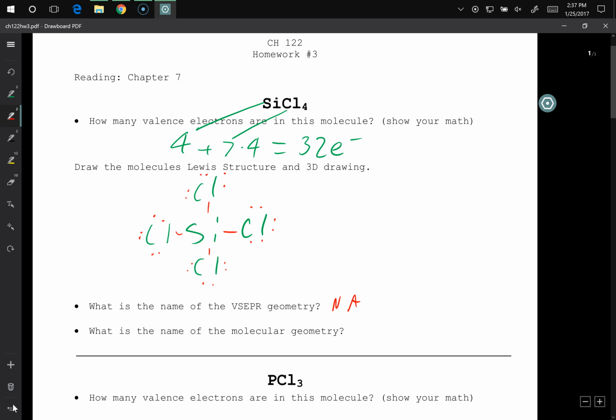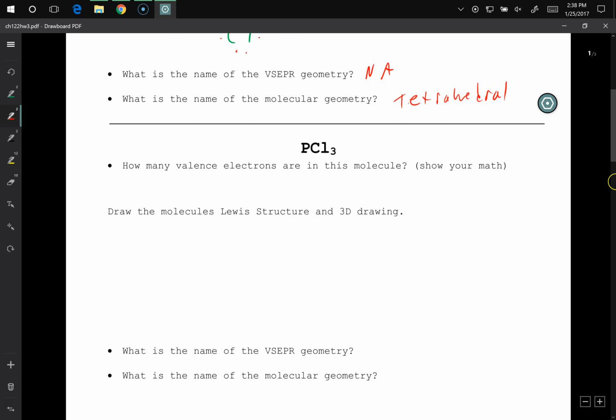That's not applicable. And then the structure for the molecular geometry is I have one thing with 4 things around it, and it has no lone pairs on it. So what's the structure? Tetrahedral. Okay. Let's move on to this PCl3.